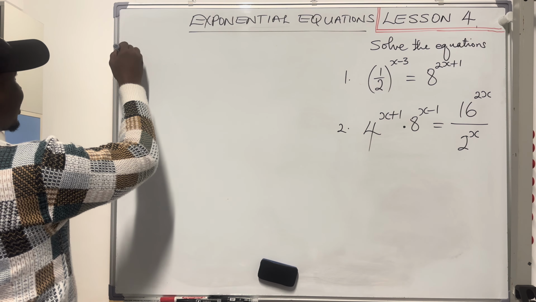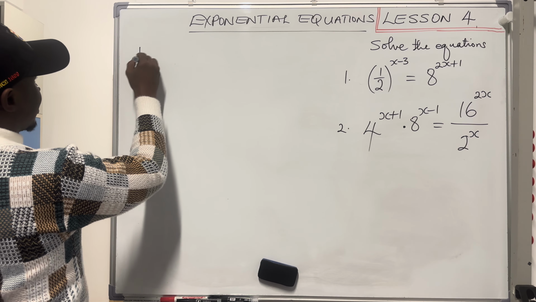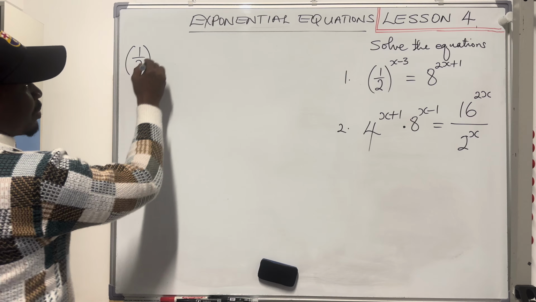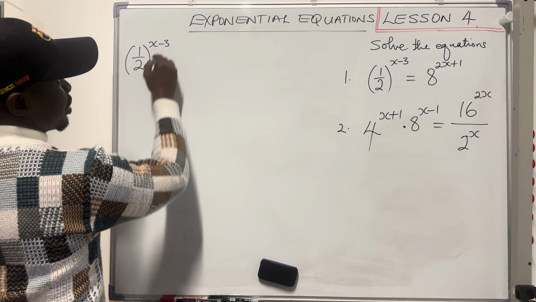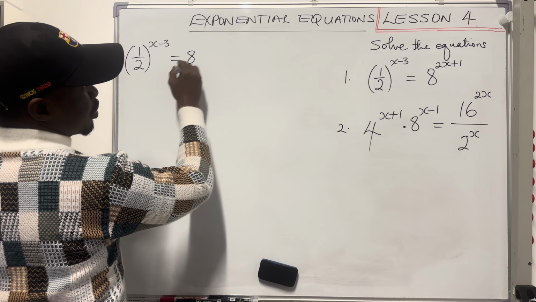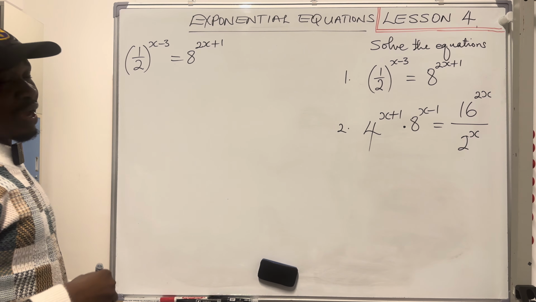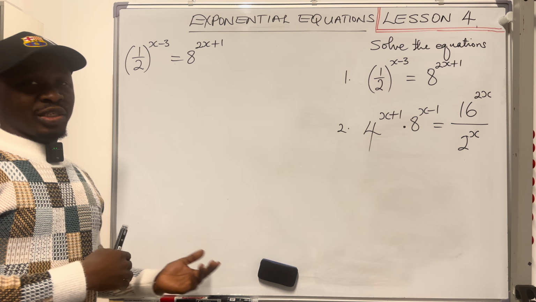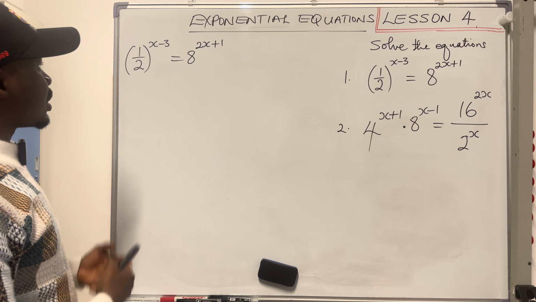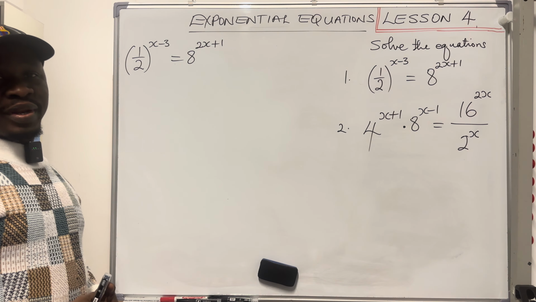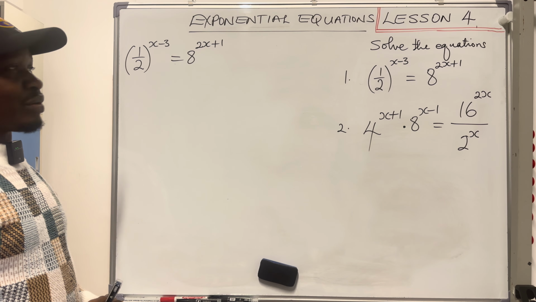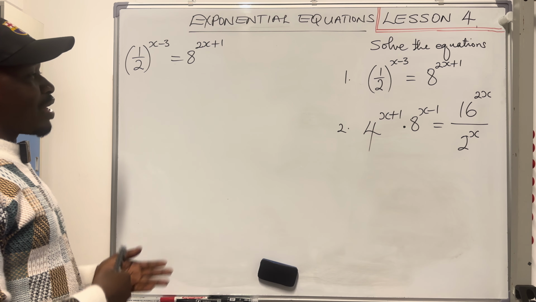The first one here is (1/2) to the power x minus 3 equal to 8 to the power 2x plus 1. We want to find the value of x, but as you can see, the unknown is found at the top, meaning the power is where we have the unknown. So that makes it what?